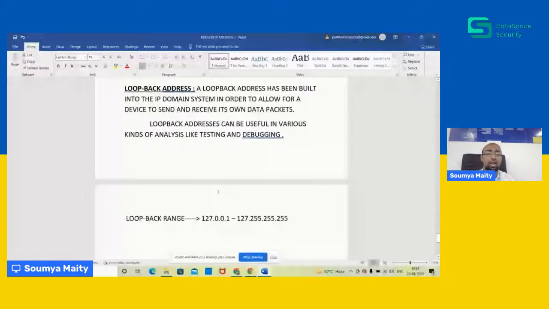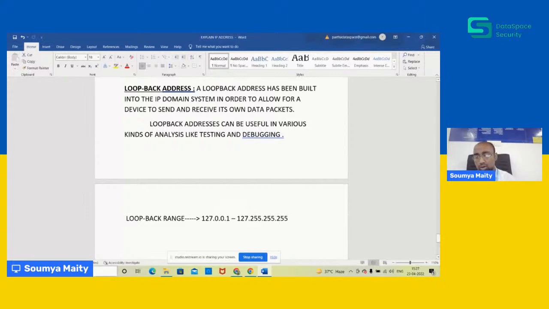A loopback address has been built into the IP domain system in order to allow a device to send and receive its own data packets. So a loopback address can be useful in various kinds of analysis like testing and debugging. Through a loopback address, we can check our NIC card.